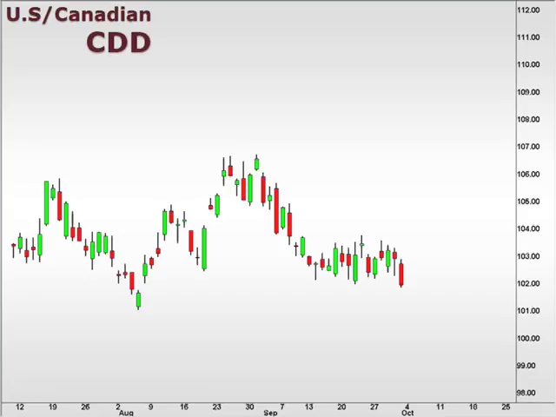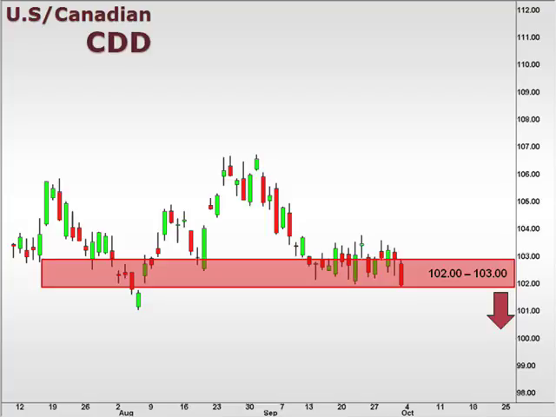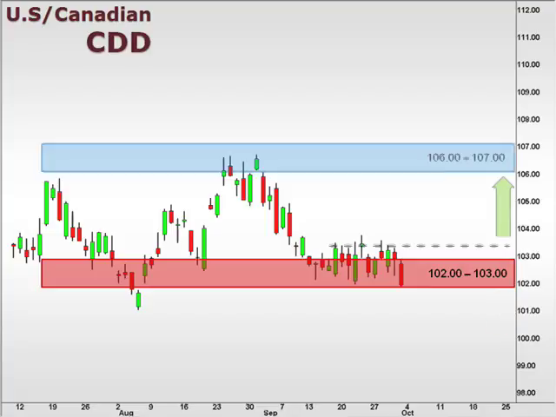Let's take a look at the U.S. dollar versus the Canadian dollar, as seen here in the pair value CDD. Now the CDD still hovers at the 102 level but shows considerable weakness. A break and subsequent close below this level opens the window for further weakness. A break above 103 should retest the previous range highs.